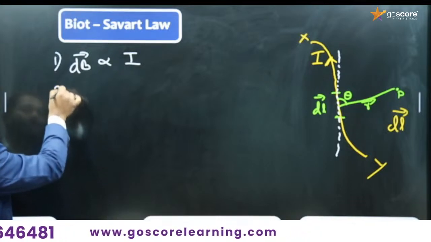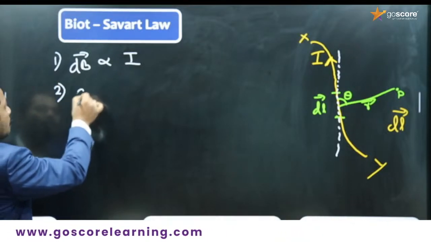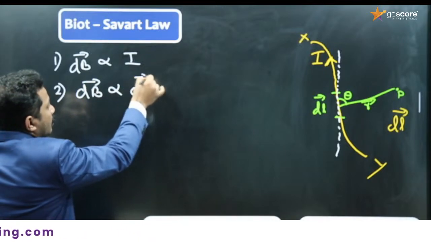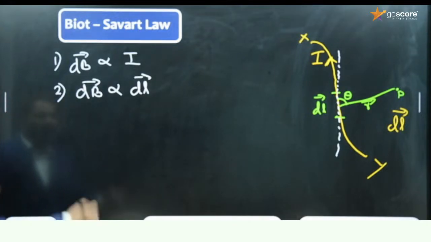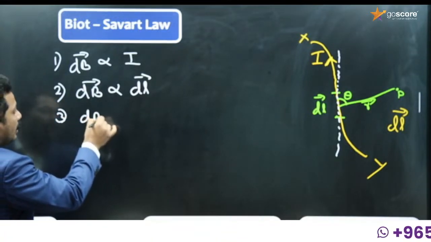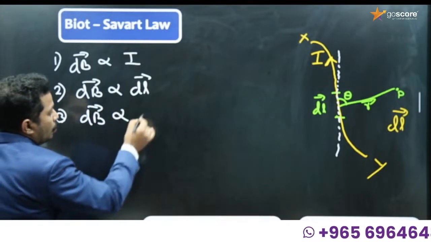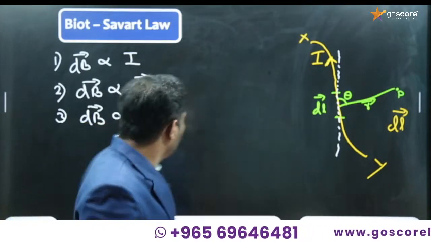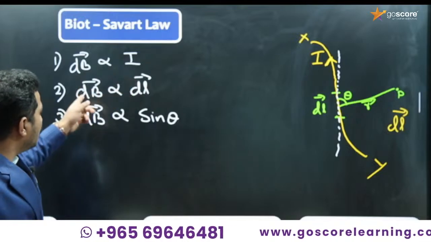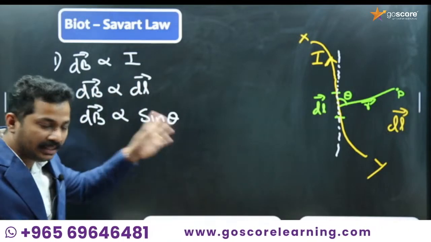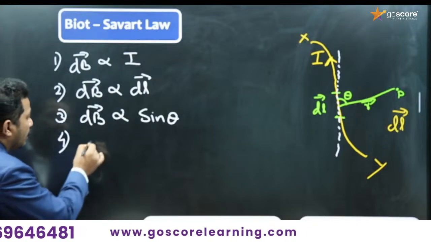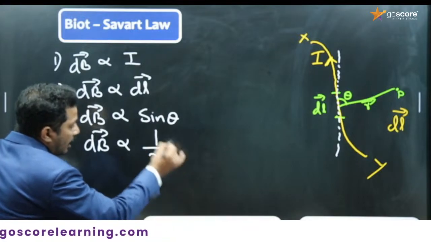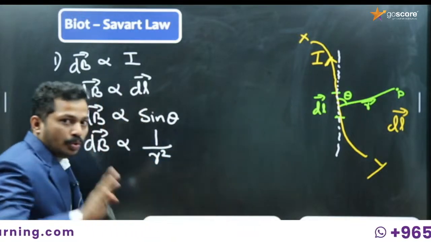And the second point, dB is proportional to the length of the current element dl. And the third point, dB is proportional to sin theta, sine of the angle between the position vector r and the current element dl. So the first 3 points: dB is proportional to I, dB is proportional to dl, and dB is proportional to sin theta. And the fourth and last point, dB is proportional to 1 by r square. r square means the distance to the point P.